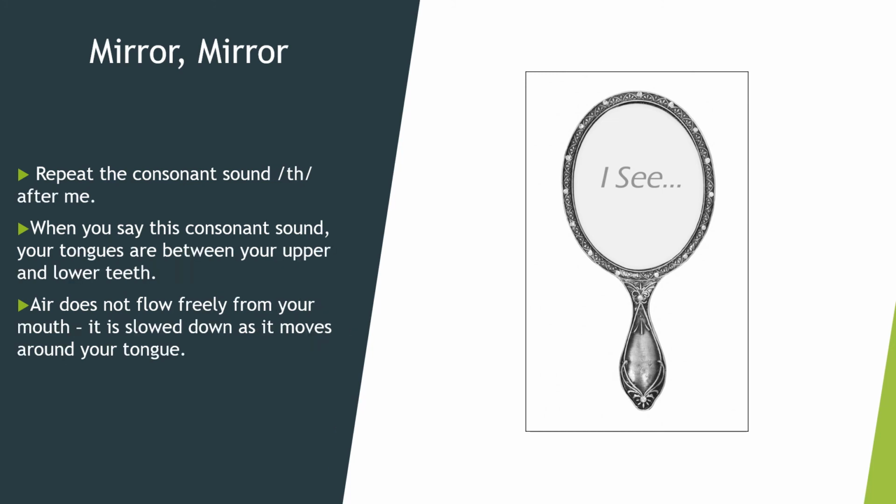Repeat this consonant sound after me. Th. Say it again. Th. When you say this consonant sound, your tongue is between your upper and lower teeth. The air does not flow freely from your mouth. It is slowed down as it moves around your tongue. Let's repeat the sound again.